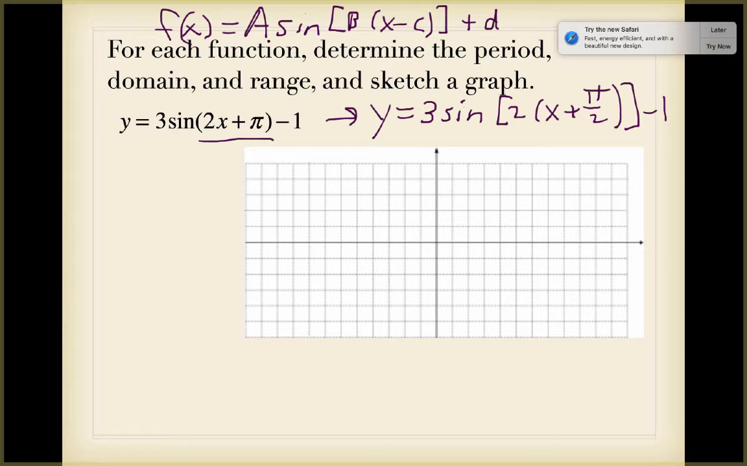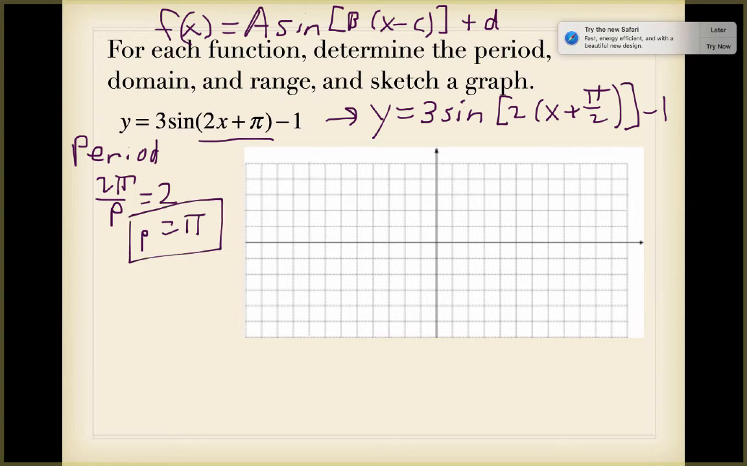Our sine function has a period of 2 pi. So for our period, we have 2 pi over b, where b equals 2. And so our period is pi. It says determine the domain and the range.